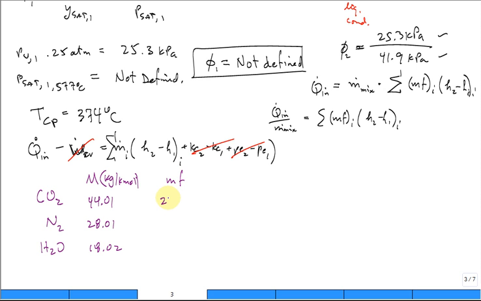You convert from mole fractions to mass fractions. It's 23.7%, it's 60.2%, and it's 16.1%. So we have these mass fractions there.